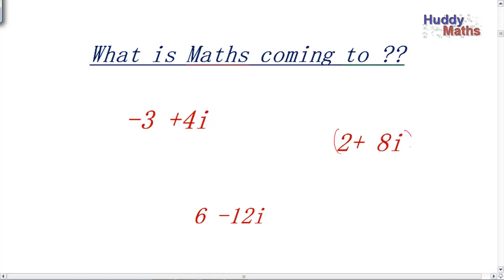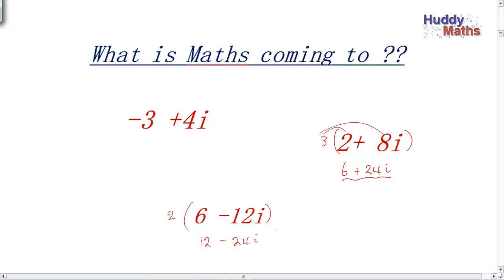Let's multiply this one by 3. It becomes probably 6 plus 24i. We've got to develop that theory. When we multiply by 3, well, would we times each part by 3? We'd have this. And then if we said, let's perhaps multiply this one by 2, this would be 12 take 24i.